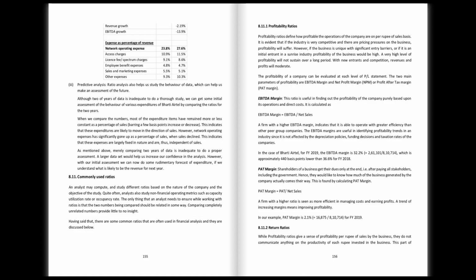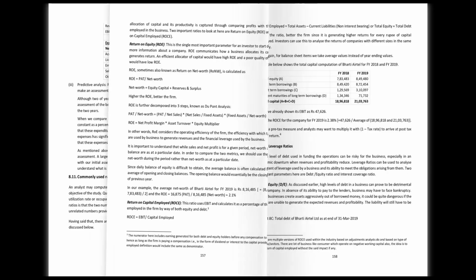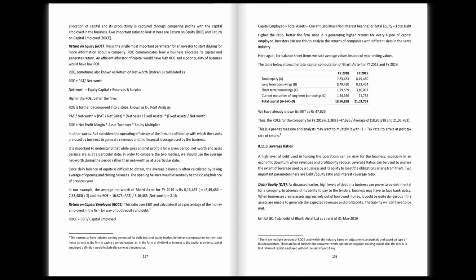Return ratios. While profitability ratios give a sense of profitability per rupee of sales by the business, they do not communicate anything on the productivity of each rupee invested in the business. This part of allocation of capital and its productivity is captured through comparing profits with the capital employed in the business. Two important ratios to look at here are return on equity, ROE, and return on capital employed, ROCE.